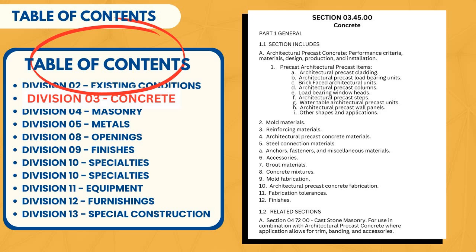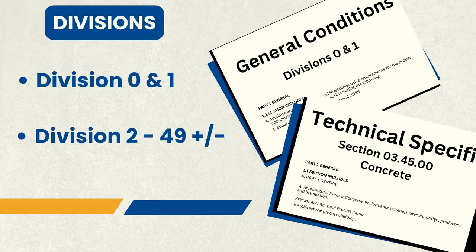So anything that's developed after would be something that we anticipate in the future. So this table of contents is going to help us identify exactly what page we're looking for in order to be able to find the information that we need. And so when we're looking at this table of contents and it has all of these different divisions, these divisions are split into two major categories. That first being those Division 0 and 1 general conditions.